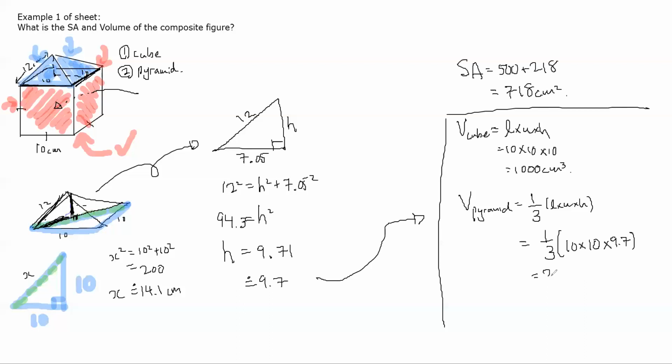The total volume of the pyramid is 323.3 centimeters cubed. Therefore, the total volume of this entire shape is 1,323.3 centimeters cubed. Now I know this can be challenging, and it's meant to be.